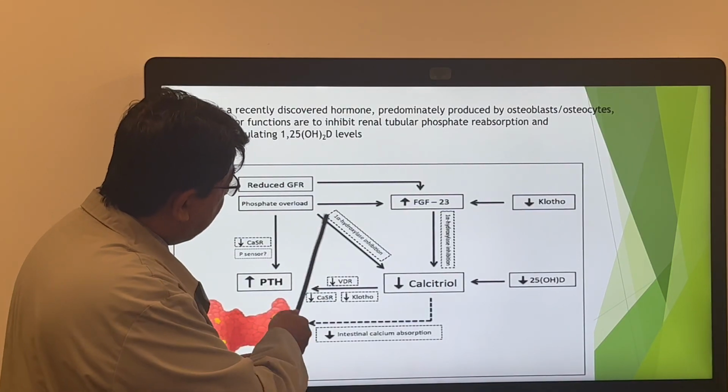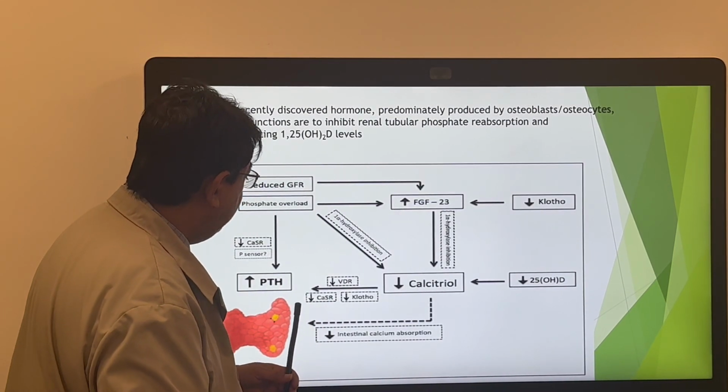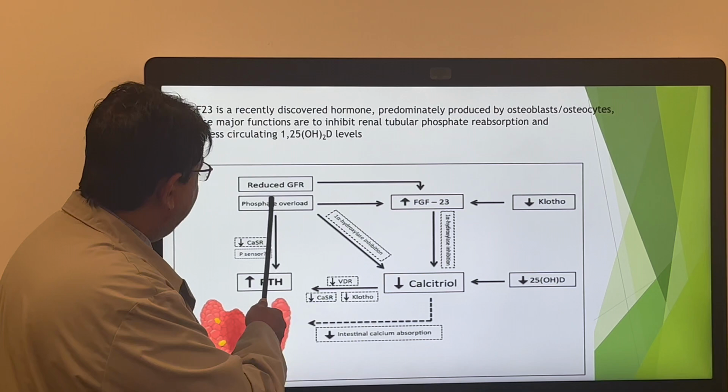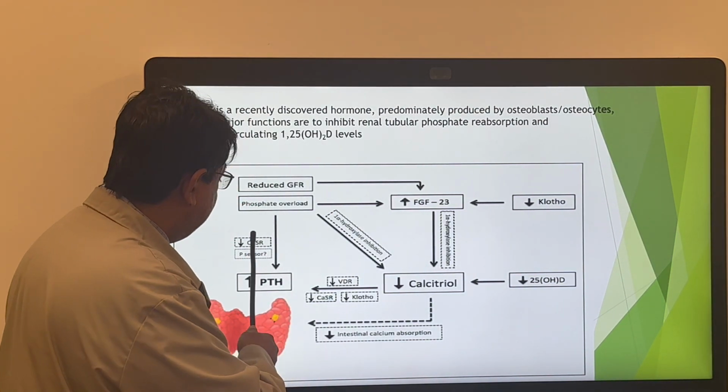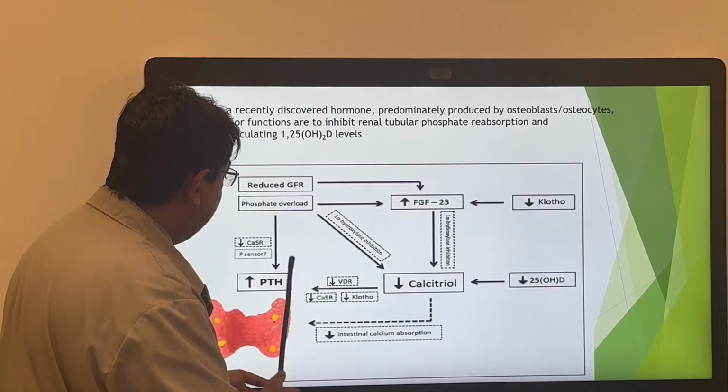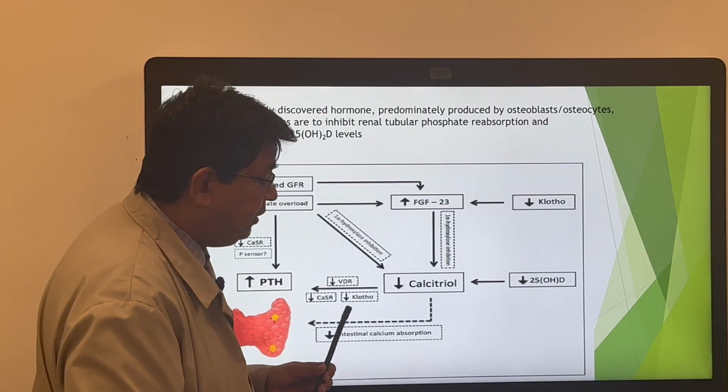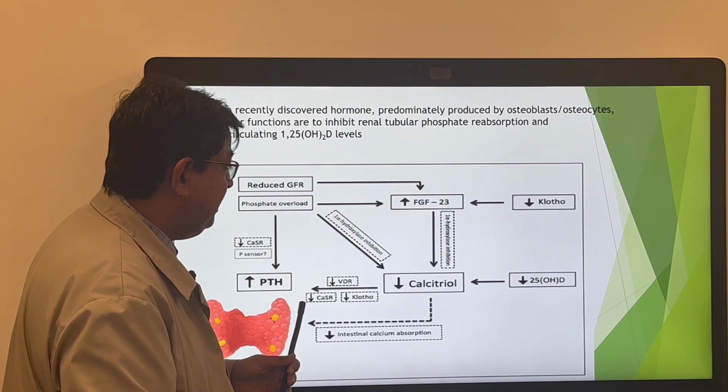Phosphate overload can directly affect calcitriol levels as well. And phosphate, some would say, can actually be sensed by the calcium sensing receptor, directly having an effect on PTH levels, thereby increasing PTH levels.